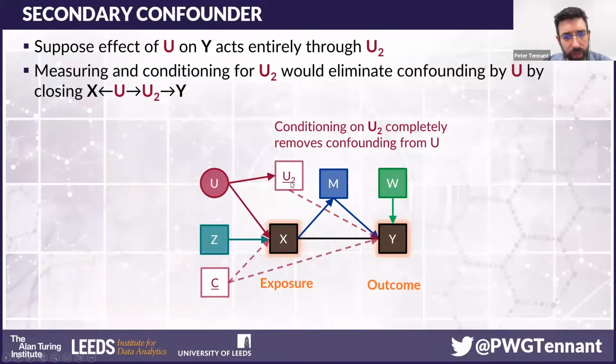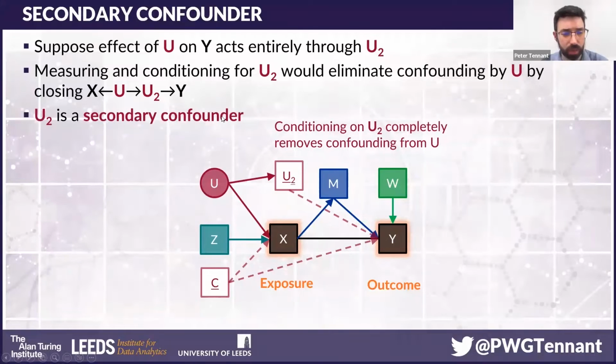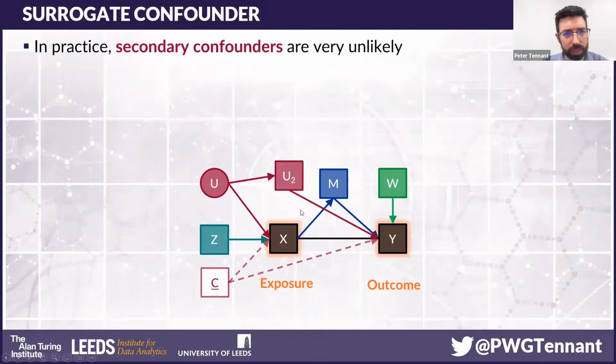This type of confounder here, U2, is known as a secondary confounder because it doesn't directly cause the exposure and the outcome itself, but if we were to condition on it, it would completely close the confounding due to that path. In practice, I suspect that secondary confounders don't actually exist in the real world. Certainly they're not very, very likely to exist. And that's why really we can just refer to confounders rather than primary and secondary confounders.